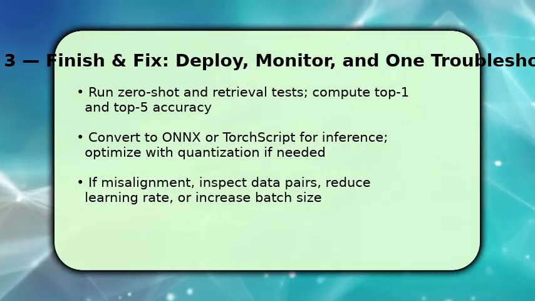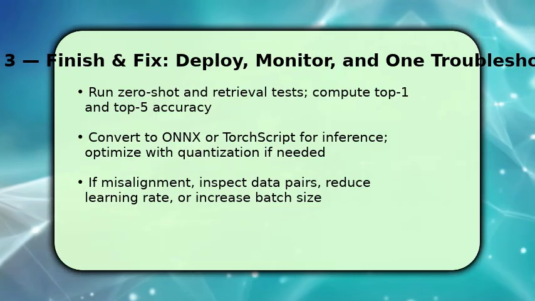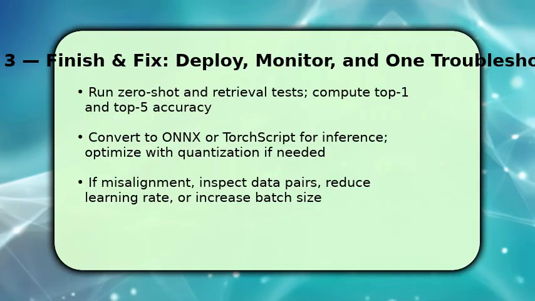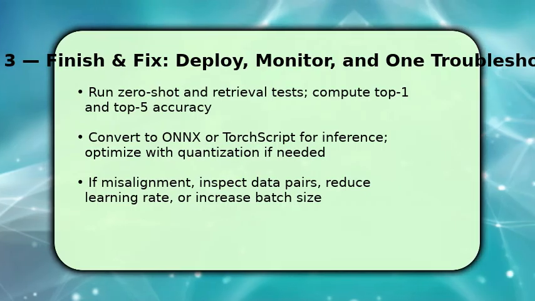If something goes wrong, like poor alignment, inspect your data pairs for mismatches, reduce the learning rate, increase batch size, or unfreeze more layers. These steps often fix collapse or retrieval errors quickly.